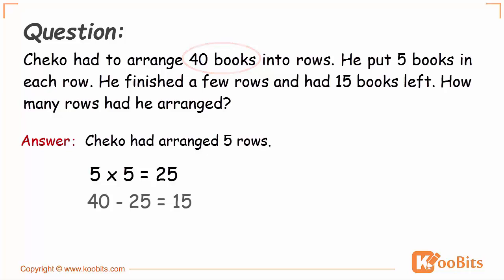So, 40 minus 25 equals 15. Hence, Chico had 15 books left. This is the same as what was stated in the question. Therefore, we know our answer is correct.